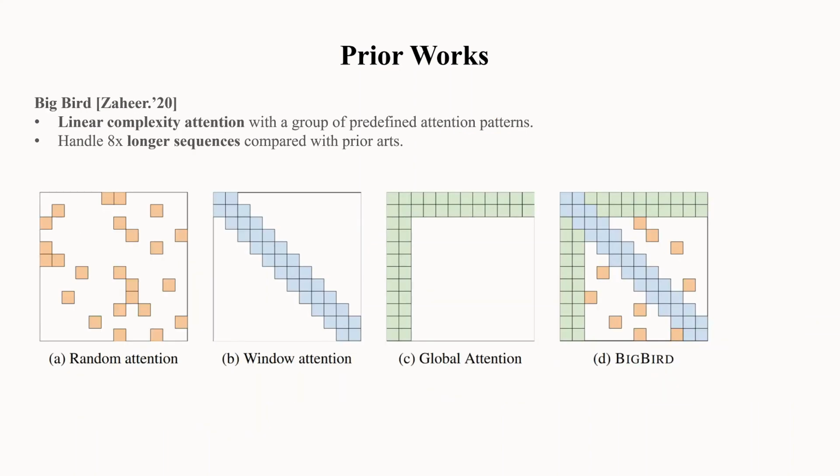Another approach involves pruning individual attention connectivity. In BigBird, fixed attention patterns are combined with random connectivity to model long-range dependencies. However, these predefined patterns limit the capacity of self-attention to a fixed subset of tokens.